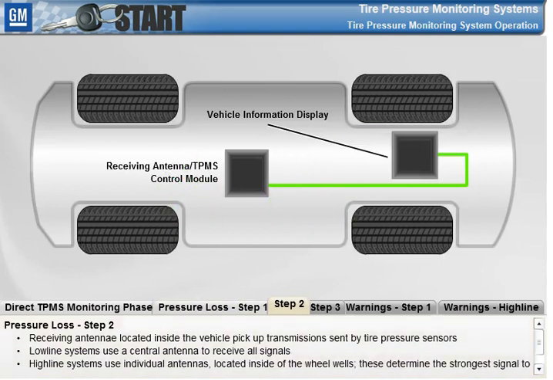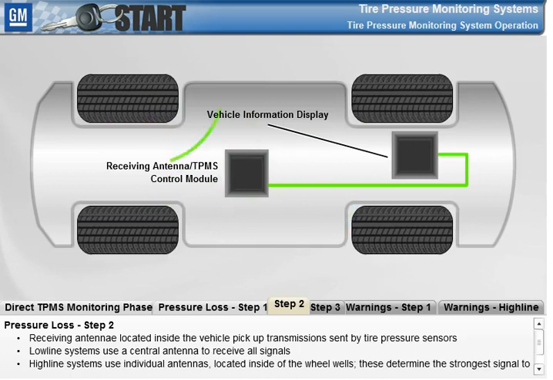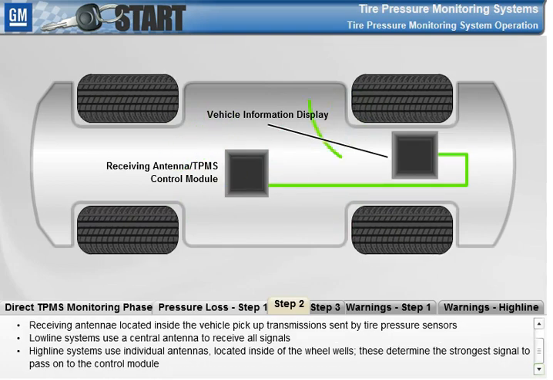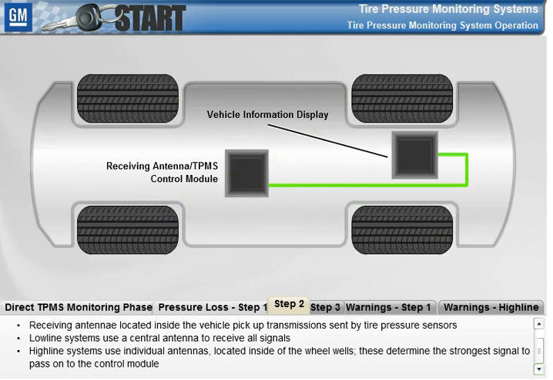The transmission signals sent by the tire pressure sensors are picked up by a receiving antenna located inside the vehicle. Low-line direct TPMS have a central antenna responsible for receiving data from all of the sensors. Highline direct TPMS have individual receiving antennae. These antennae are located inside the vehicle's wheel wells and receive transmissions from the individual tire located below it. If the antenna receives multiple signals, it determines which signal is strongest and passes that one along to the control module.